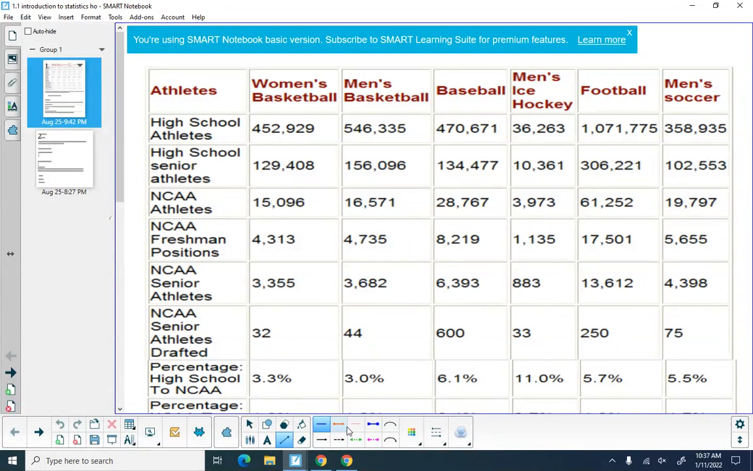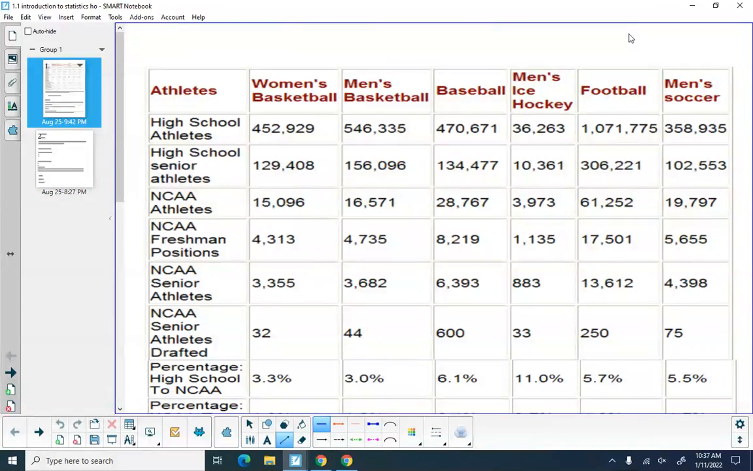Statistics. These are some statistics that were compiled. Somebody gave me this a long time ago. This is just a compilation of data: the number of people in high school athletics that play certain sports. This was, like I said, about 10 years ago. This is the number of people that were playing high school athletics. High school seniors, the NCAA athletes, what you see is the numbers continue to reduce as you go down.